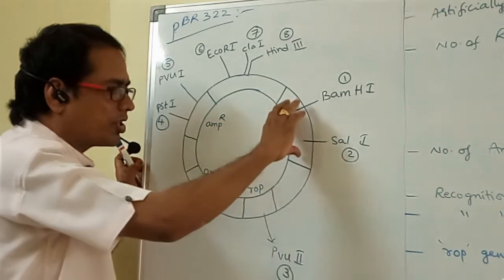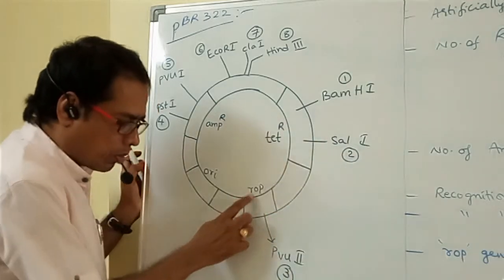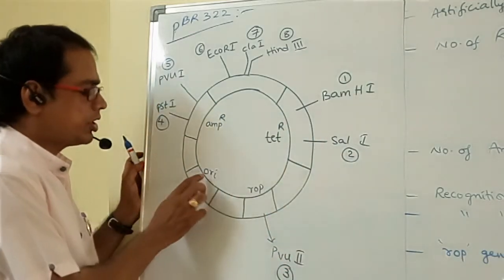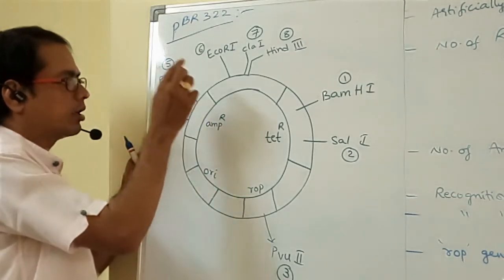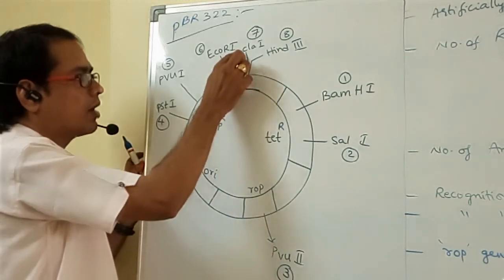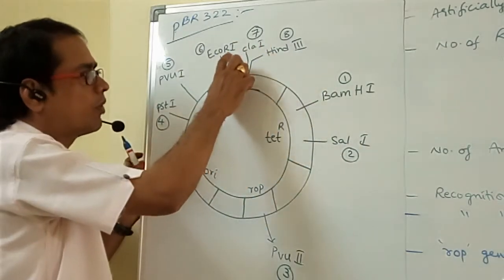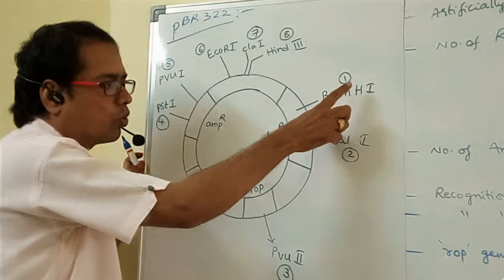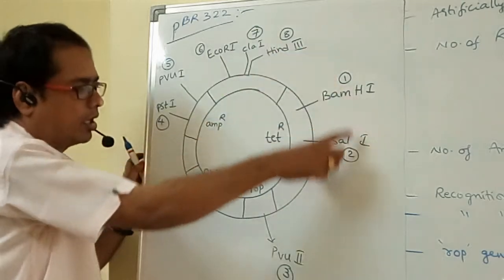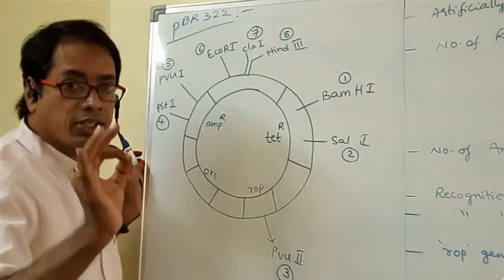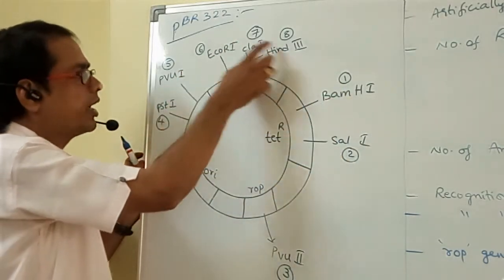So this tetracycline resistant gene contains 2 recognition sites, BamHI and SalI. The rop gene contains PvuII. This is the ori. This is the ampicillin resistant gene with PstI and PvuI. This is EcoRI, ClaI, HindIII. No recognition enzyme is repeated. EcoRI is only one. BamHI only one. No repetition. So how many recognition sites are there in pBR322? 8: 1, 2, 3, 4, 5, 6, 7, 8.